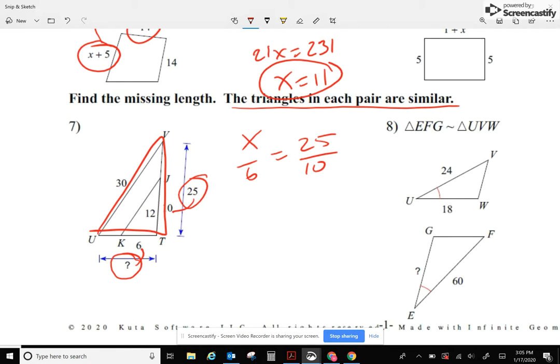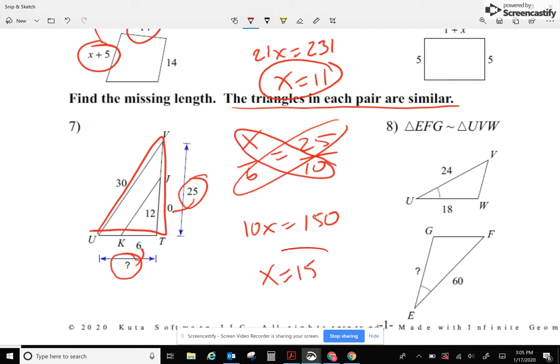Cross multiply, or simplify whenever you want. I'm not gonna simplify since I'm using a calculator. 10 times x is 10x. 25 times 6 is 150. Let me divide both sides by 10. X equals 15.